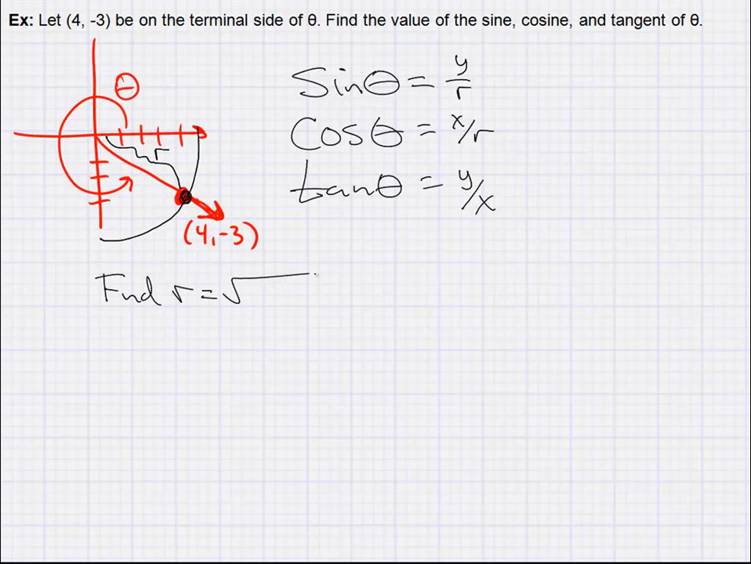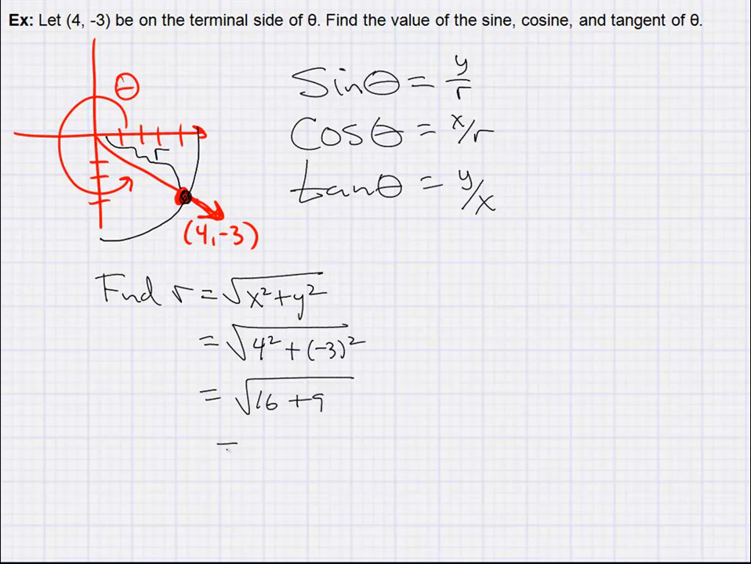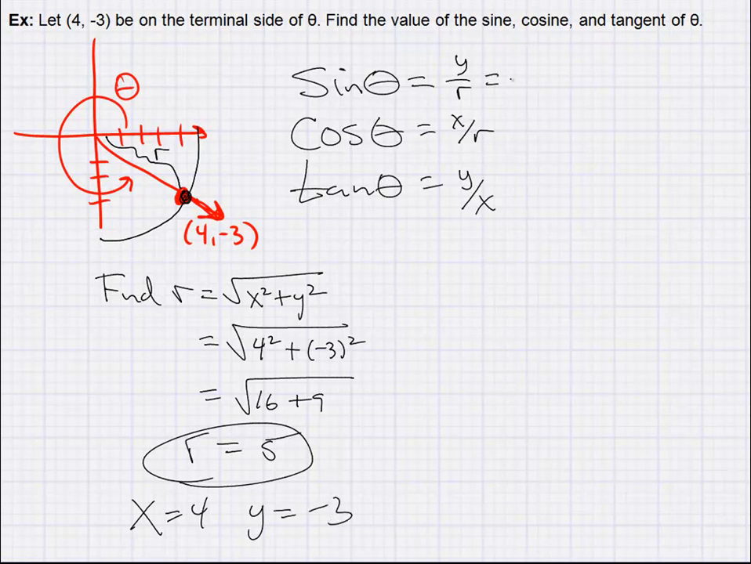R is going to be the square root of x squared plus y squared. So I'm going to get the square root of 4 squared plus negative 3 squared. So the square root of 16 plus 9, so 5. Square root of 25 is 5. So if r equals 5, I know that x equals 4 and y equals negative 3. That tells me that sine is going to be negative 3 over 5. Cosine is going to be 4 over 5. And tangent is going to be negative 3 over 4.